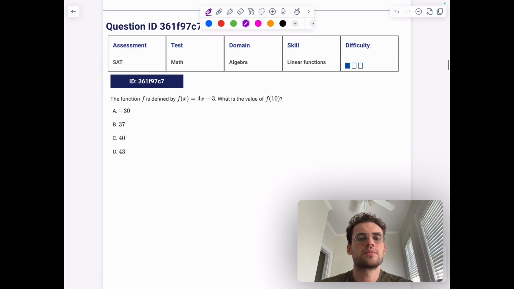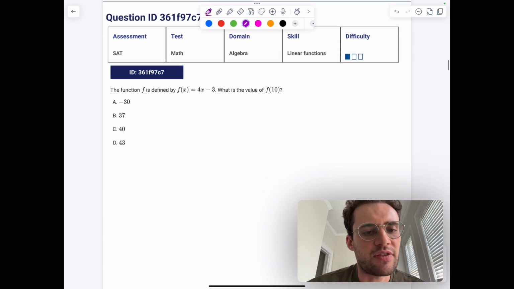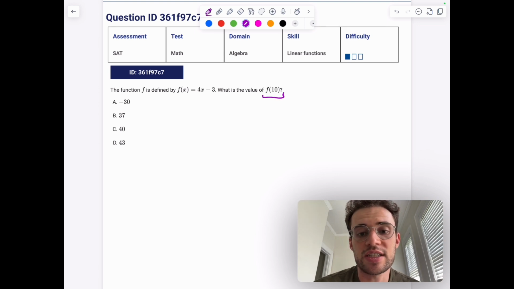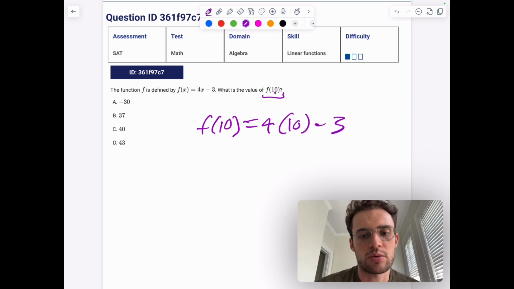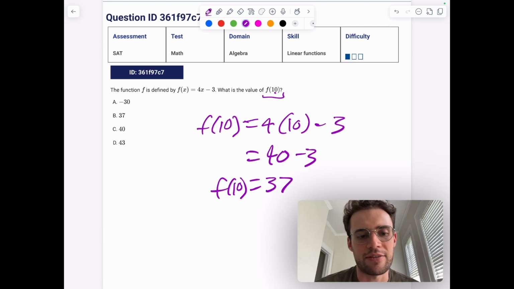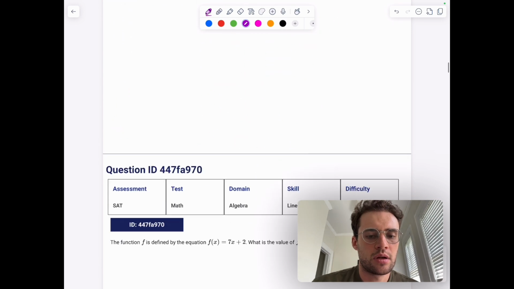There we go. The function f is defined by f of x equals 4x minus 3. What is the value of f of 10? So we just substitute 10 in for x. f of 10 is equal to 4 times 10, putting the 10 in place of the x, minus 3. 4 times 10 is 40. 40 minus 3 gives us that f of 10 is equal to 37. So that'd be option B.